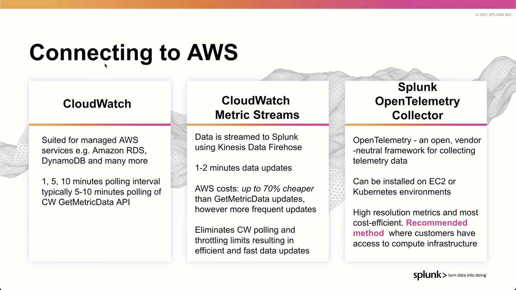Splunk OpenTelemetry Collector is an open, vendor-neutral framework for collecting telemetry data. It can be installed anywhere you have access to the compute resources or infrastructure, for example, in EC2 or Kubernetes environments. This is our recommended method to get data into Splunk, because it provides high resolution metrics and it is the most cost efficient, as all the metrics that you're getting from your AWS resources are included in your license.